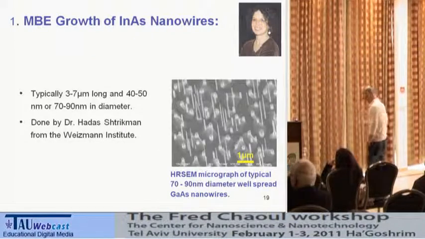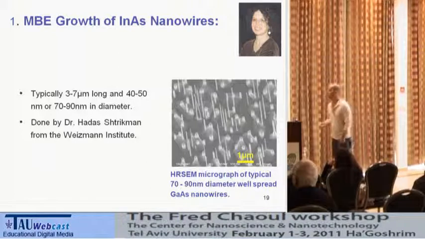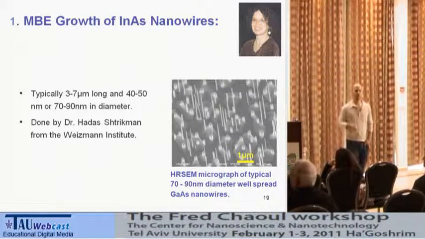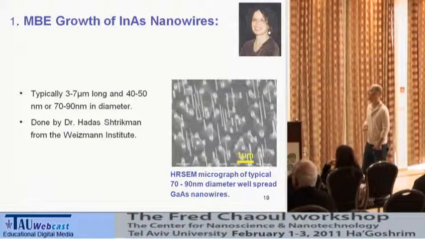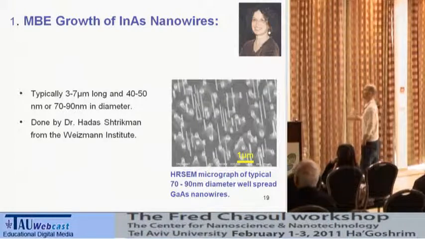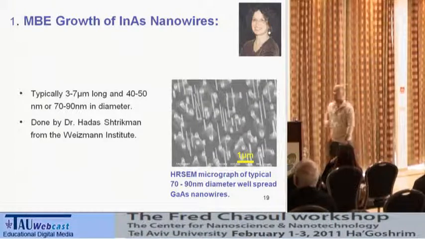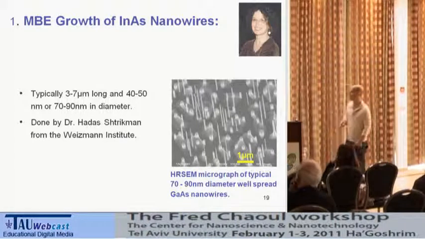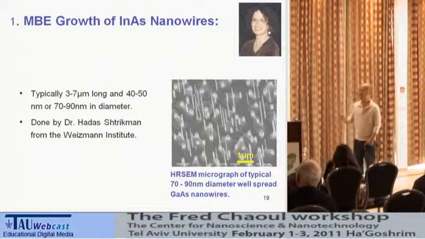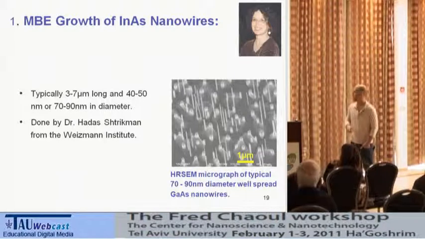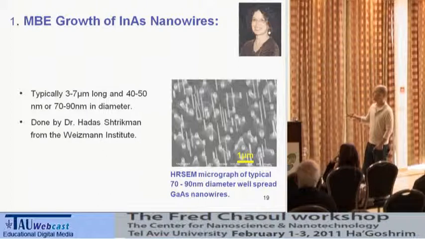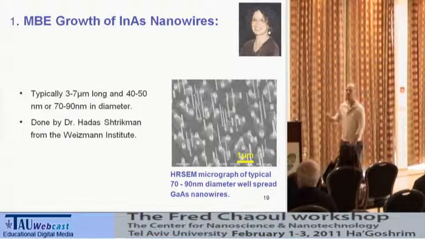We start the experimental part at the Weizmann Institute with the aid of Hadass Strickman. She uses an MBE chamber to grow nanowires that are either gallium arsenide or indium arsenide. They are 3 to 7 microns long, and the diameter is either 40 to 50 or 70 to 90 nanometers, depending on the growth. And this is a typical scanning electron micrograph of such gallium arsenide whiskers. We used both gallium arsenide and indium arsenide.